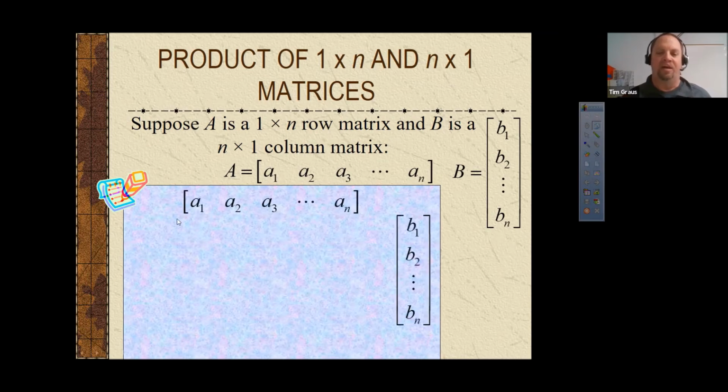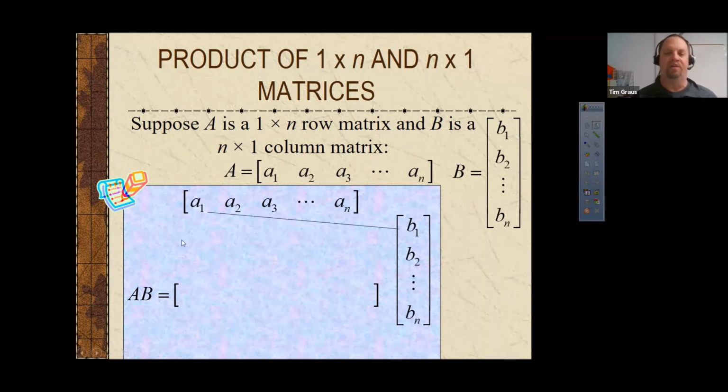Now, in order to do this, our row has to be the same length as the column. So I can't multiply a row that has 4 elements times a column that has 7 elements. They both have to have the same number of elements. I'm just going to number them 1, 2, 3, up to n. To do this multiplication, here's what we do. We multiply the first element of the row times the first element of the column. So A1 times B1. We take the second element of the row and multiply it times the second element of the column. And as we do this multiplication, we're going to start adding up our answers.